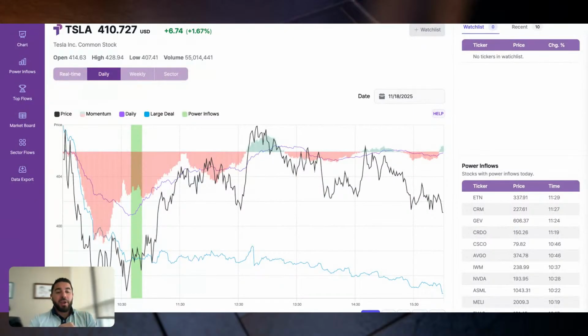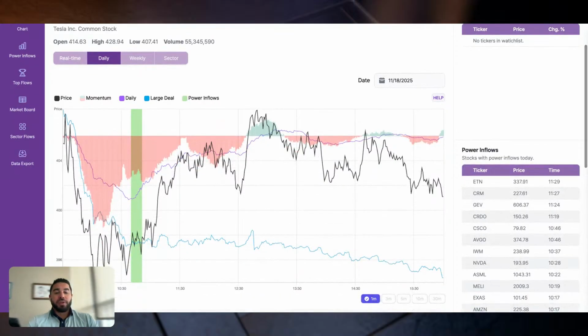So here we go. What you're looking at here is Tesla, a stock everybody is familiar with. And this is from November 18th this week, so just a couple of days ago. And we'll go through the different data points here on our platform to help tie everything together. So what you're looking at here is the full trading day from the 18th.